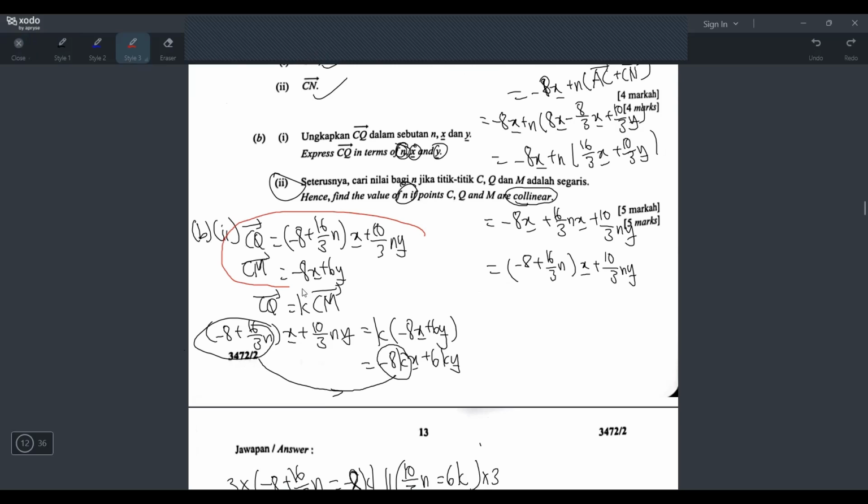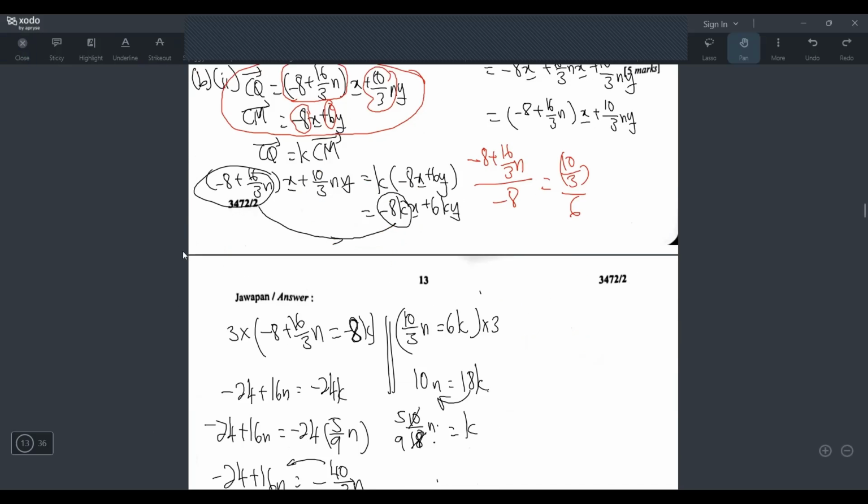Okay, we have two vectors that are parallel, right? CQ and CM. So if two vectors are parallel, you can also do it like this. Circle coefficient x, circle coefficient y, and then you can take top divide bottom or bottom divide top, up to you. Alright, so let's say I take top divide bottom, so it becomes negative 8 plus 16 over 3n divide negative 8 equals 10 over 3 divide 6. Alright, you can also do it like this. This is a quick way.